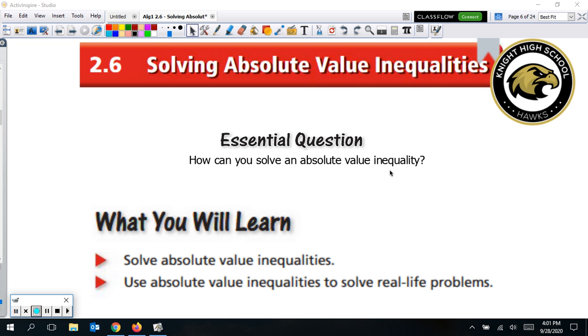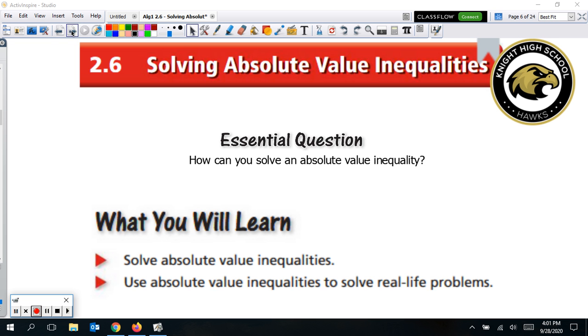All right, welcome back, math students, to Algebra 1 2.6. We're looking at solving absolute value inequalities in this lesson. We will solve these absolute value inequalities, and we're also going to look at a little bit of a real life situation involving them. This is continuing our lessons in inequalities, and it will be our final lesson in inequalities before we move on to chapter 3.